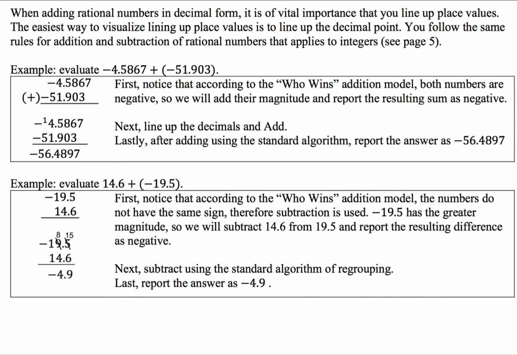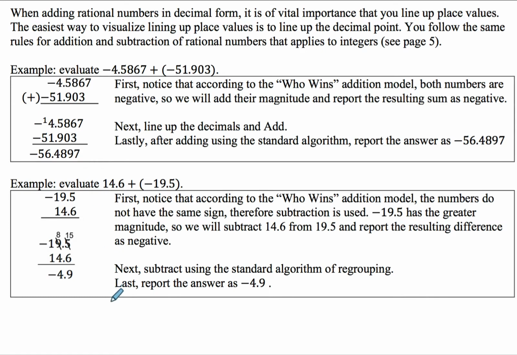Example, evaluate negative 4.5867 plus negative 51.903. First, you should notice that according to the Who Wins addition model, both numbers are negative, so we're going to add their magnitude, their size, and report the resulting sum as negative. So we stack it and add them together, and we line up the decimal, we get negative 56.4897.